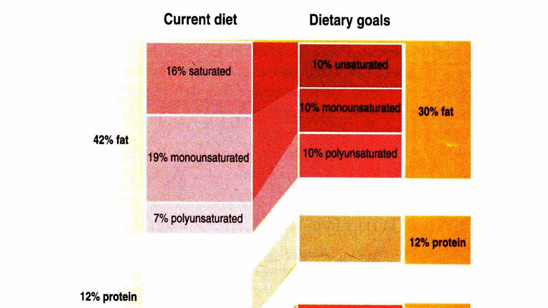Now, as far as the fat content is concerned, they recommend that 10% should be from saturated fatty acids, 10% from monounsaturated fatty acids, and 10% from polyunsaturated fatty acids.